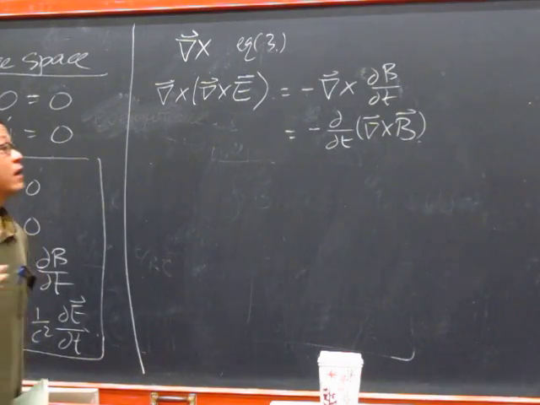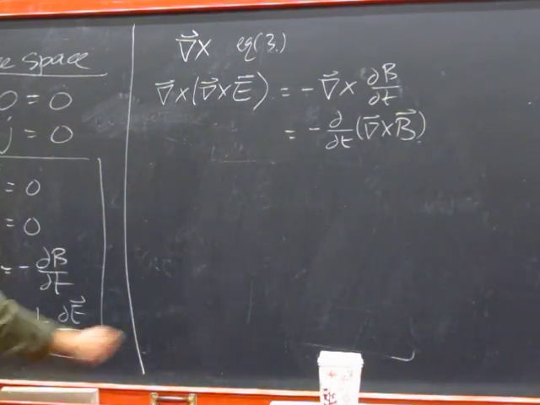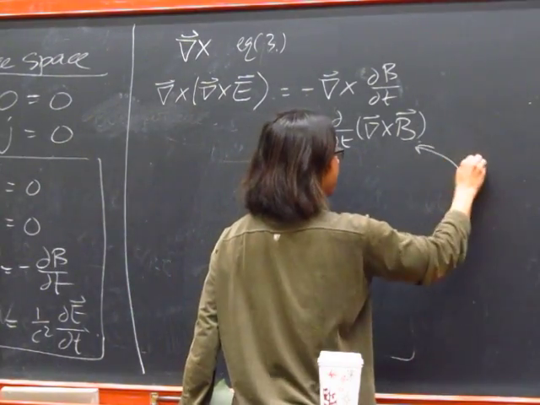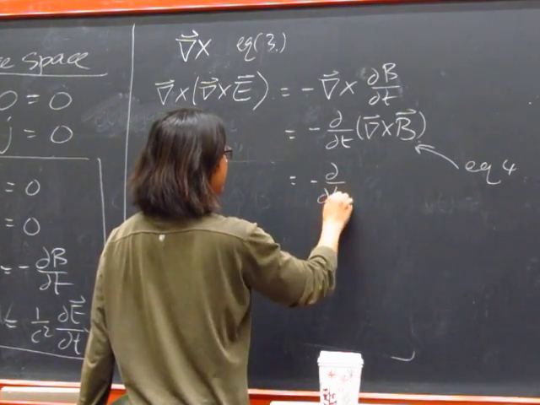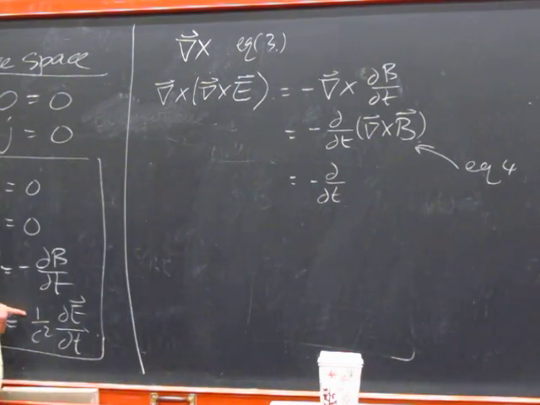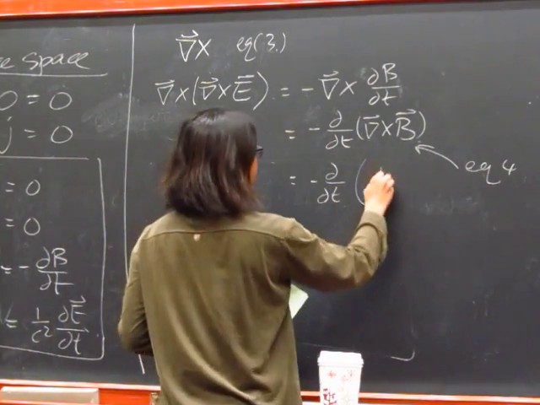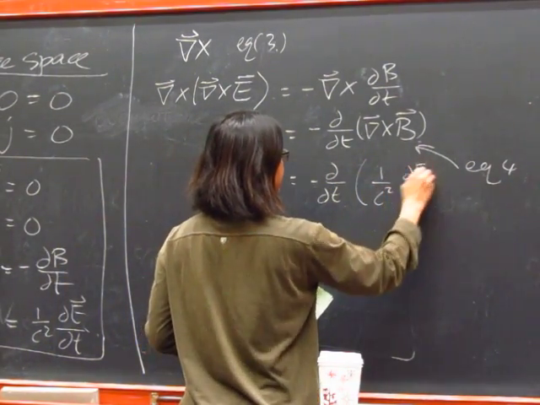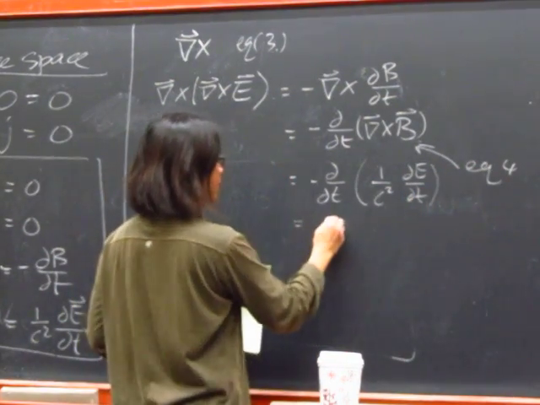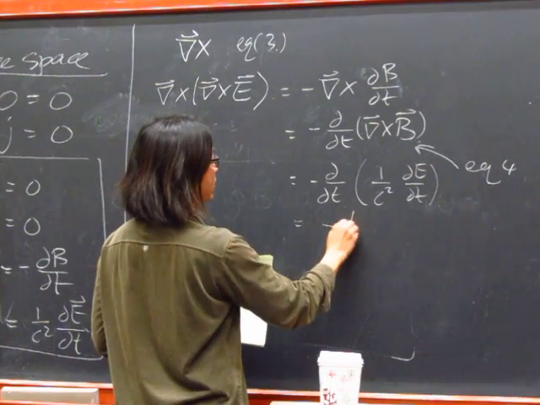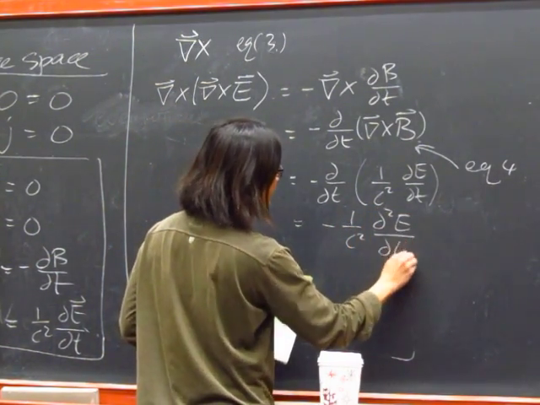But what is curl of B? Curl of B, I can substitute equation 4. Then it becomes minus d/dt. Curl of B is just 1 over c squared dE/dt. Right? So this becomes minus 1 over c squared d squared E over dt squared, second derivative of electric field with respect to time.